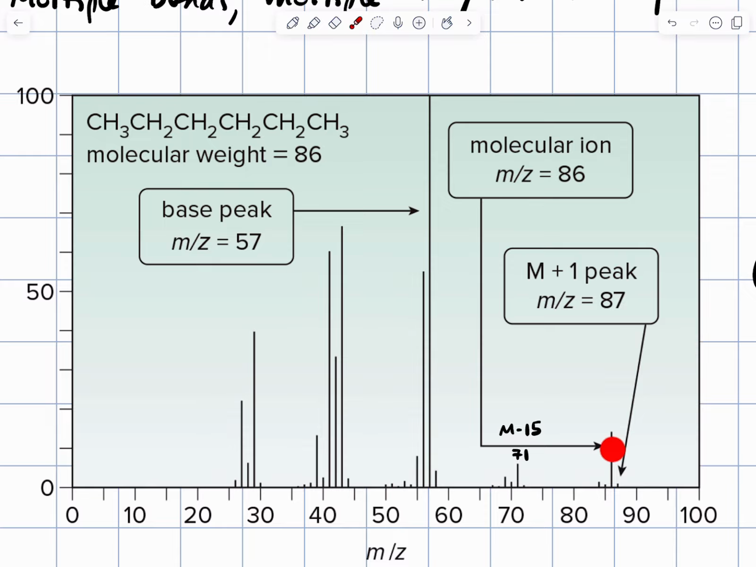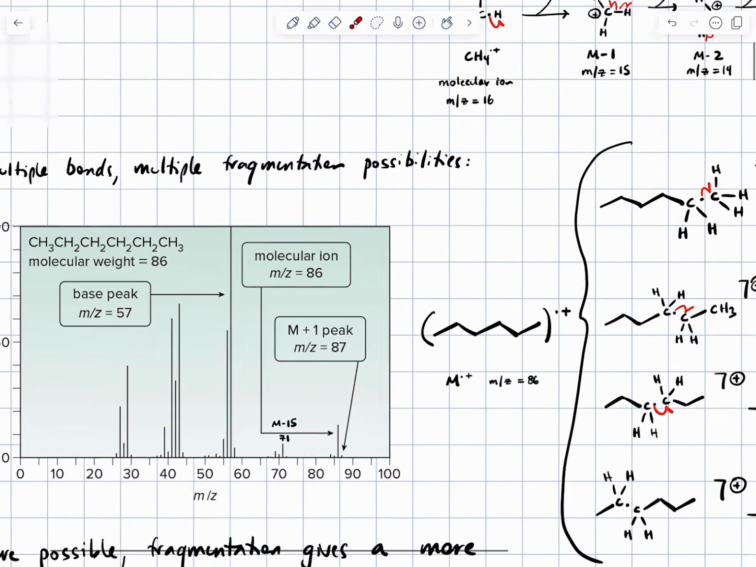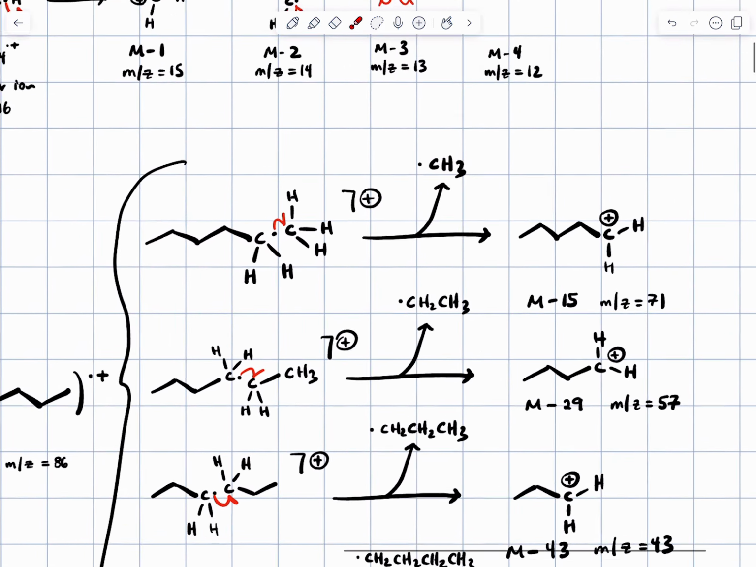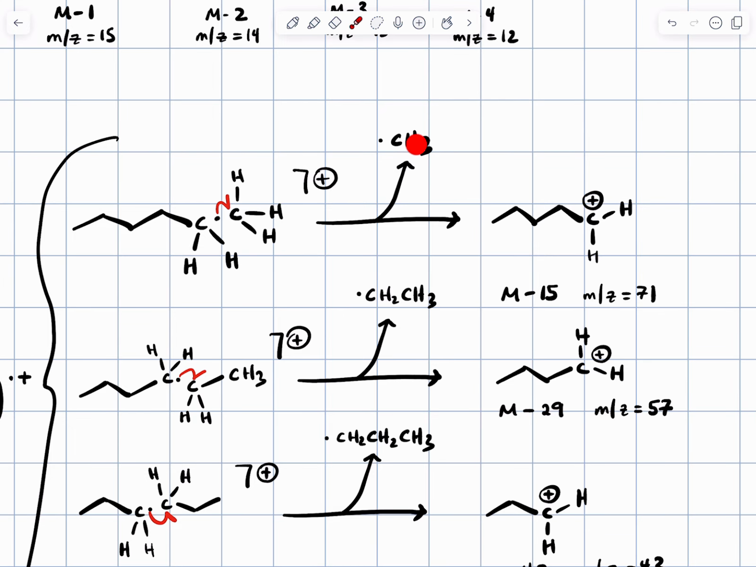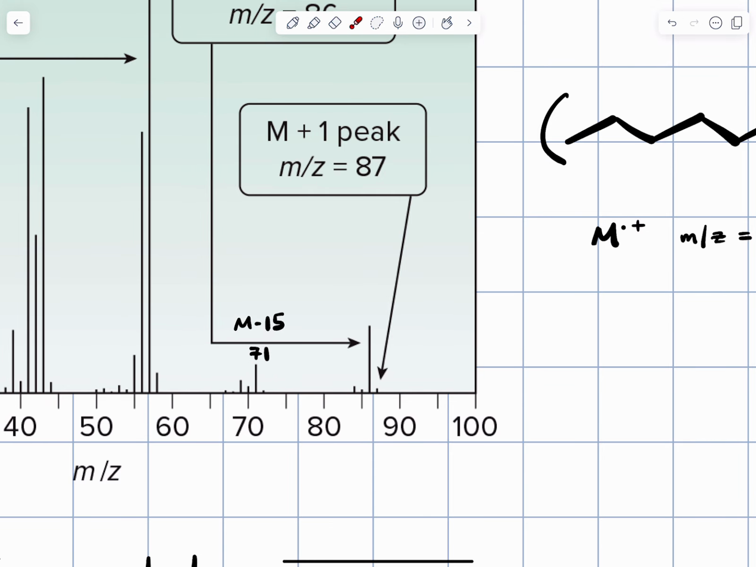And the reason for that is, using this ionization method, the beam of electrons, the hexane molecule has fallen apart. Now you can tell by the masses perhaps what the hexane molecule has lost. For example, if we lose a methyl radical and we end up with this cation, that's M minus 15, or 71. So that shows up here, okay?